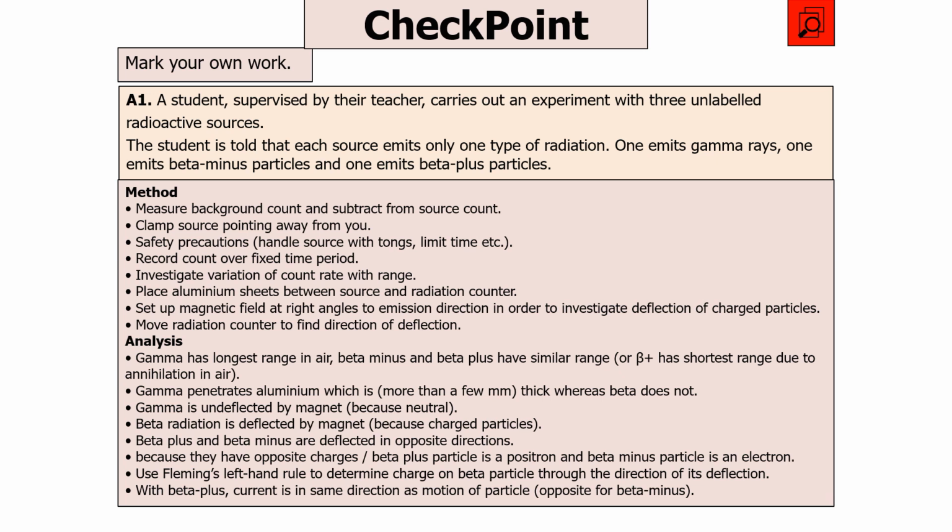And then you can use Fleming's left-hand law to determine the charge, whether it is a positron, the beta plus, or the electron, the beta minus particle. And also remember, with beta plus, the current is in the same direction as the motion because it's a positively charged particle, so you can see it as if it was conventional current.